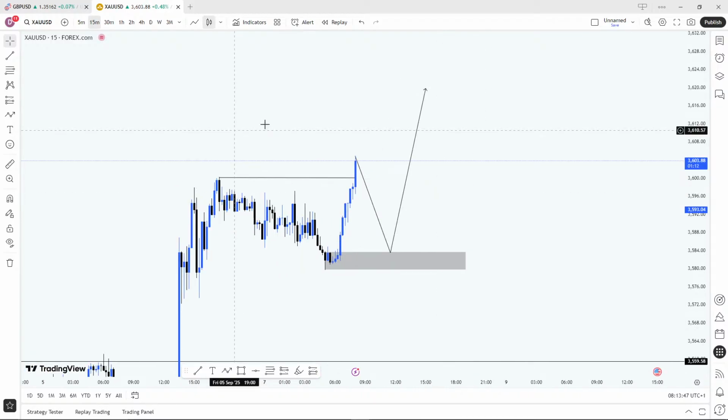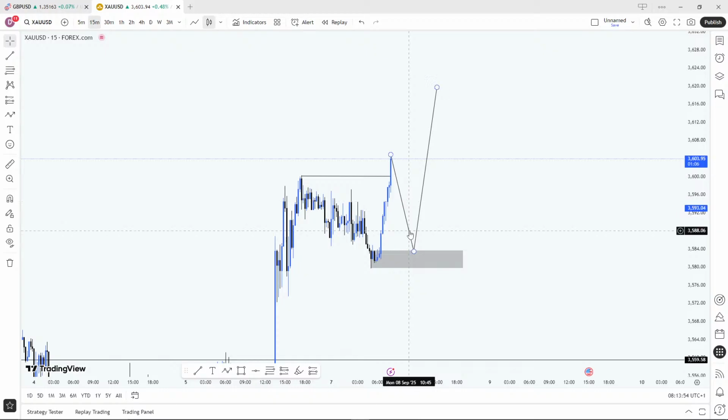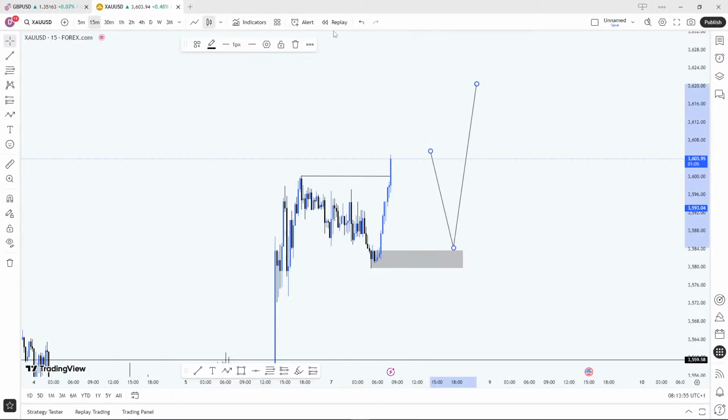So this is a nice zone. I'm gonna wait for it to come to it. Once it creates liquidity, I'll buy. If it does not create liquidity and it comes back down, there's a chance that it will now take out that zone.